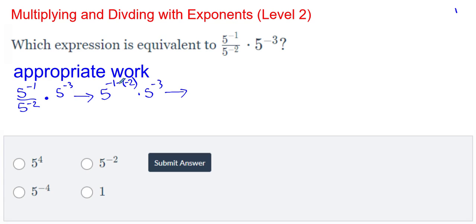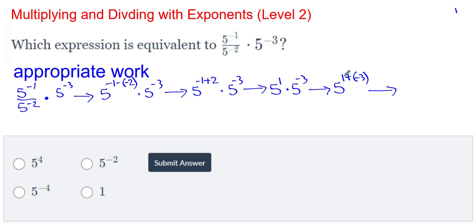I'm actually going to simplify this negative 1, subtract a negative 2, and I'm going to rewrite 5 to the negative 1 plus 2, multiplied by 5 to the power of negative 3. Negative 1 plus 2 is going to give me 5 to the power of 1 multiplied by 5 to the power of negative 3. And now that I'm multiplying, when I have the same base, I will actually add the exponents together. So then I would write 5 to the power of 1 add a negative 3.